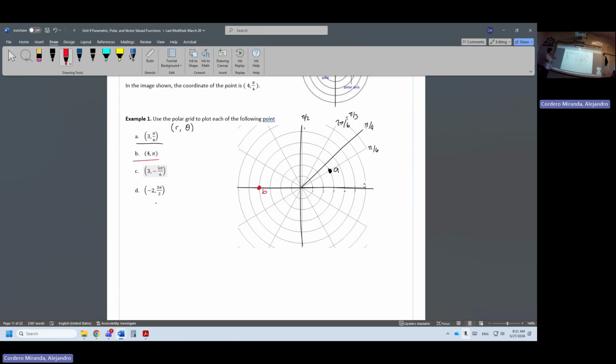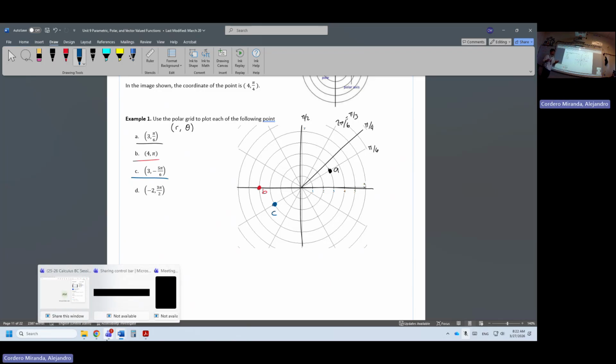There's point B. Point C is only funky because of the negative angle, but remember what that means is instead of rotating this way, you rotate in the opposite direction. So negative 5 pi over 6 would be 1, 2, 3, 4, 5 pi over 6, and then radius 3 on that line. 1, 2, 3, boom. That's point C.